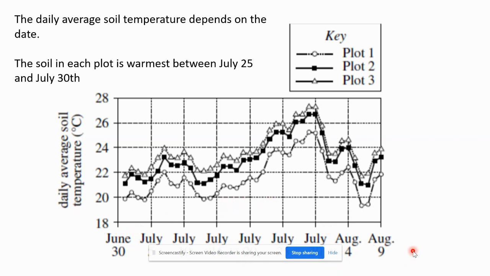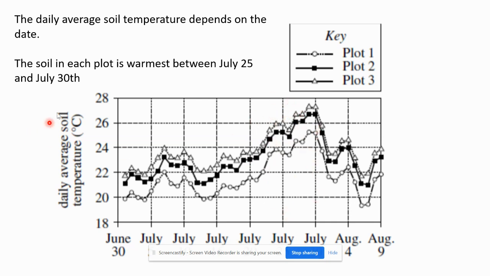Now, I'll tell you, we know for a fact that months and dates happen. Months and dates do not depend on temperature. Rather, temperature depends on month. So we know the daily average soil temperature depends on the date. And a conclusion we can reach, there are a lot of different conclusions, but here's just one. The soil in each plot is warmest between July 25th and July 30th. So I see, here are the three plots. They are warmest or highest up pretty much between July 25th and July 30th.